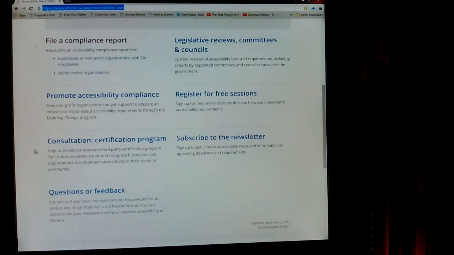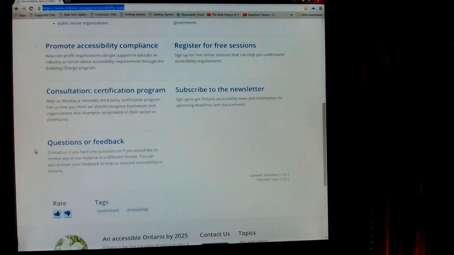Consultation, certification program: help us develop a voluntary third-party certification program. Tell us how you think we should recognize businesses and organizations that champion accessibility in their sector or community. Subscribe to the newsletter: sign up to get Ontario accessibility news and information on upcoming deadlines and requirements. Questions or feedback: contact us if you have any questions or if you would like to receive any of our material in a different format. You can also provide your feedback to help us improve accessibility in Ontario.